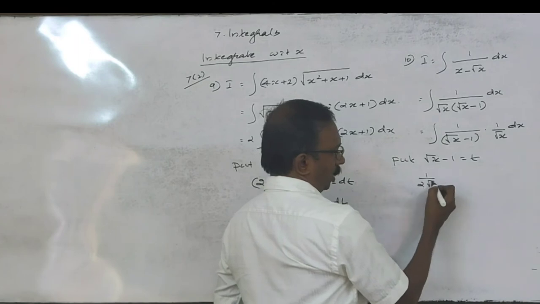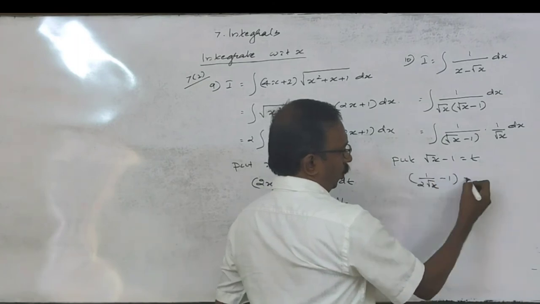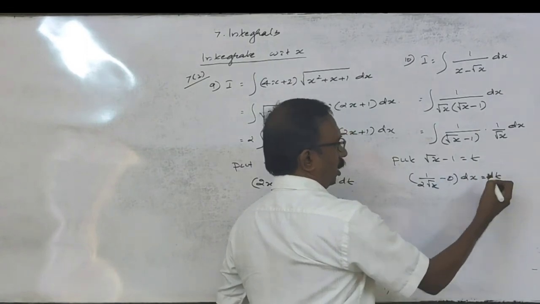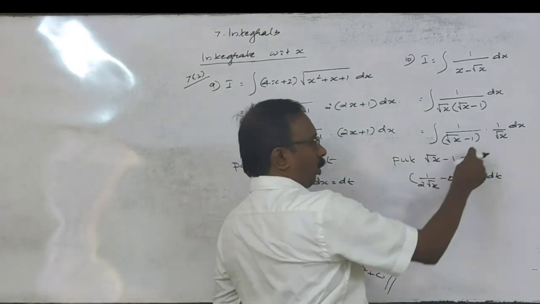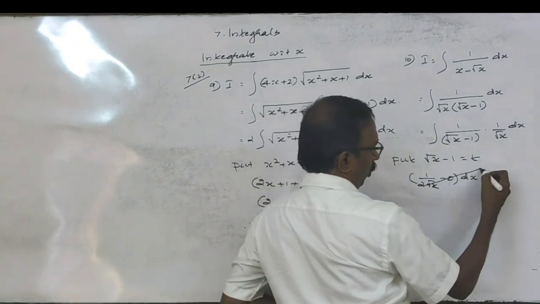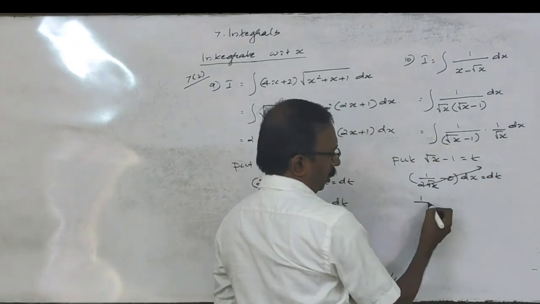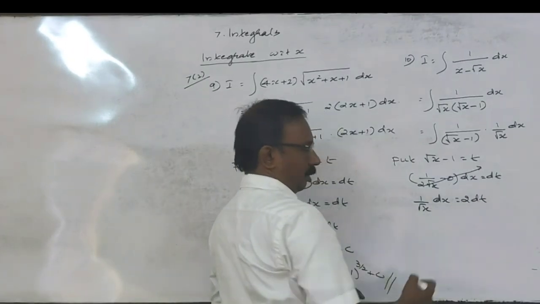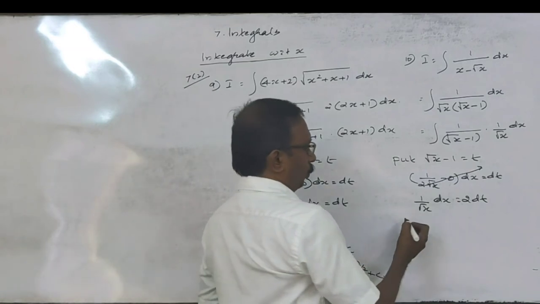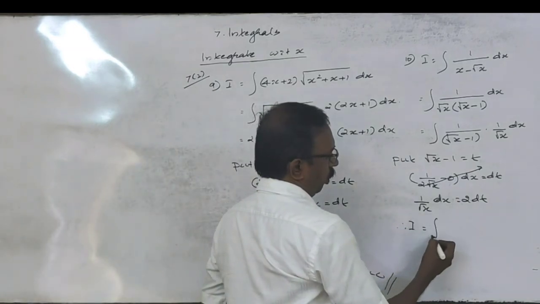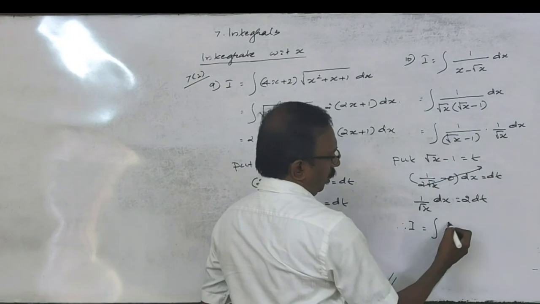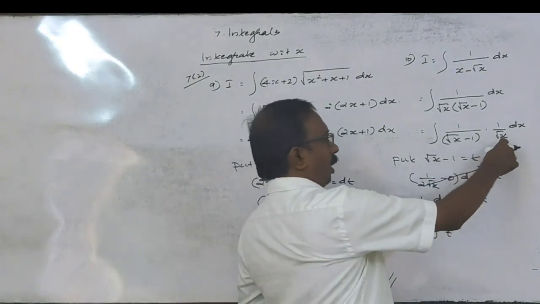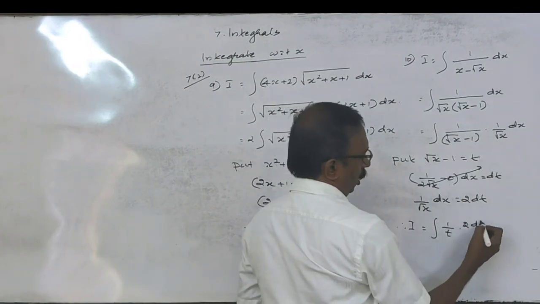Now let root x minus 1 be t. Differentiating, 1 by 2 root x into dx is equal to dt, so we can write 1 by root x into dx is equal to 2 dt. Isn't it? Therefore, I is equal to integral of 1 by t, where t is root x minus 1, and 1 by root x into dx is 2 dt. 2 is a constant.